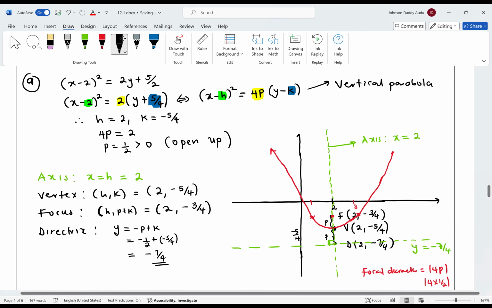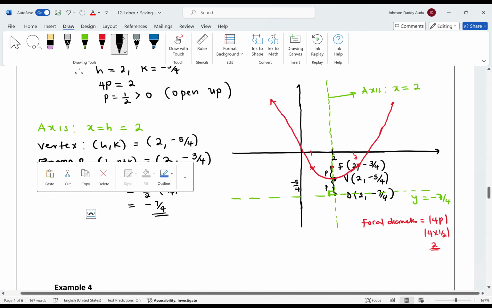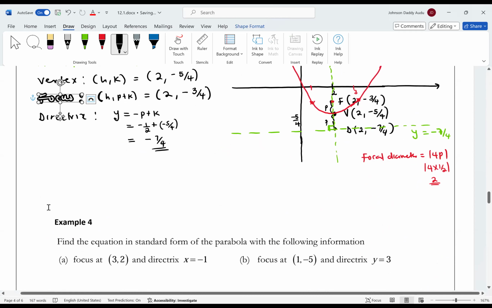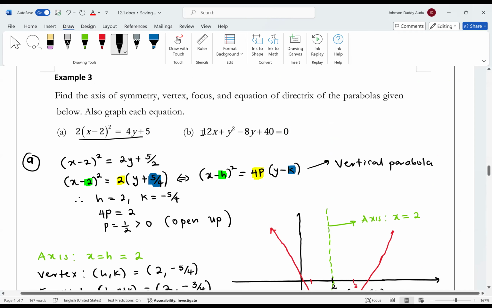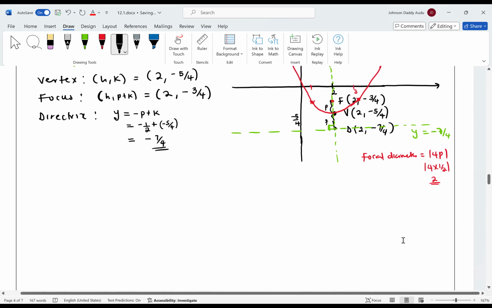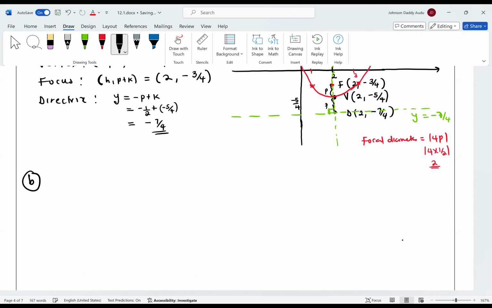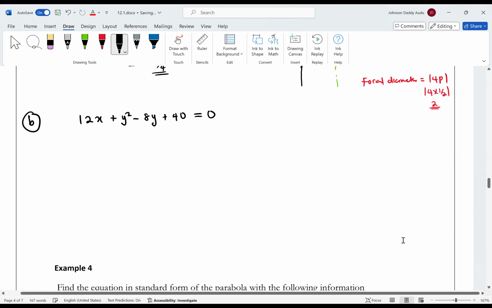Then let's take the second one. Where's the second one? It is B. So let's see, this one is what value? So for B, it is 12x plus y squared minus 8y plus 40 equals zero, right? So first of all, we need to write it in standard form.